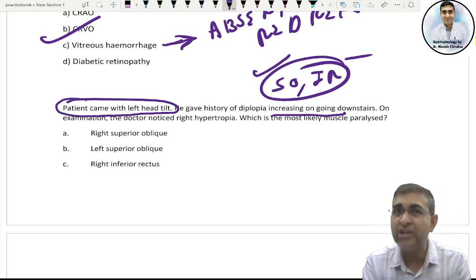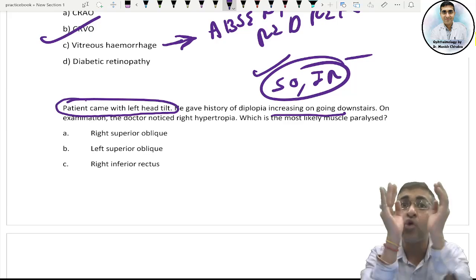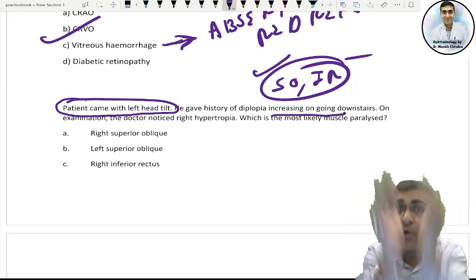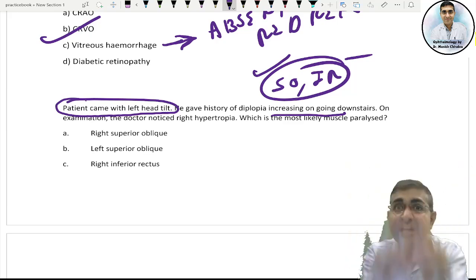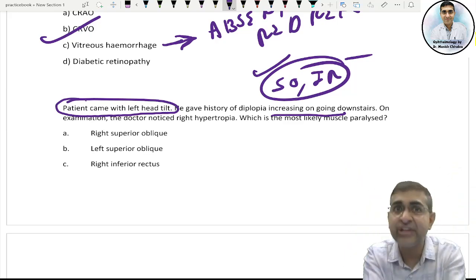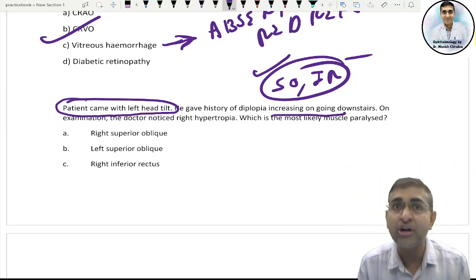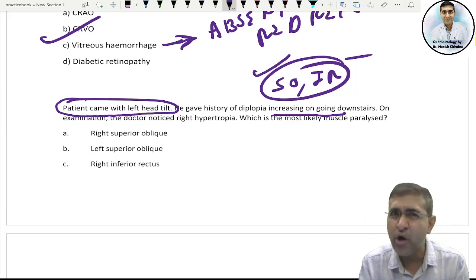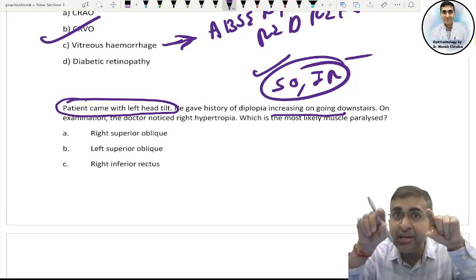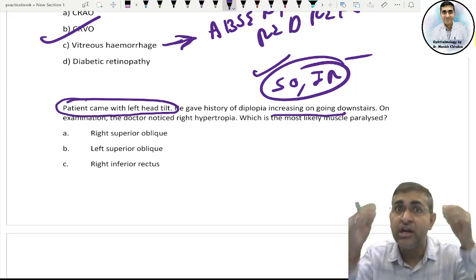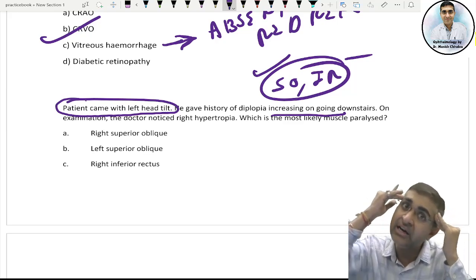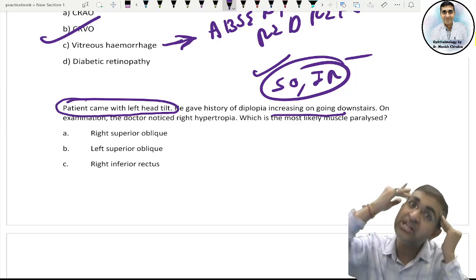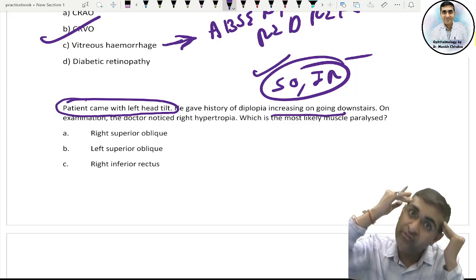So I always tell you in my classes that the compensatory head posture of the patient is always in the direction of action of the involved muscle. So what is the primary action of obliques, my dear friends? The primary action of oblique is intorsion. So if there is left head tilt, that means this is the compensatory head posture of the patient.